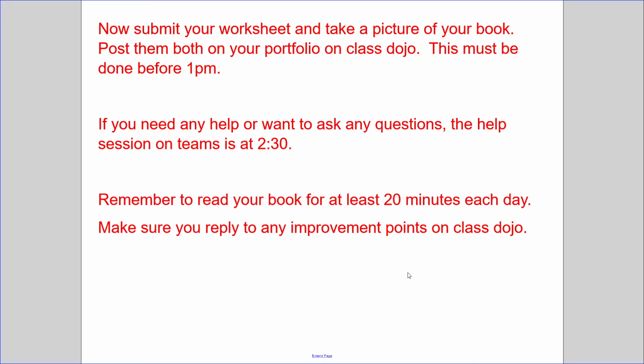So if you're having any particular problems with the English, just send us a message on Class Dojo so we know why you're going to be late, and then come on at 2:30 and you can ask us about it then. Okay. Remember to read your book for at least 20 minutes each day, and please make sure that you have a look at the work that you did yesterday and the day before, maybe at the end of last week, and reply to any improvement points that we've given you on Class Dojo. If the work's already been approved, you can just write your answer in the comments underneath our improvement points. You might not get one for every single piece of work, but those that you have, please try and go and reply to them. Okay? I will see you either at the help session at 2:30 or tomorrow.